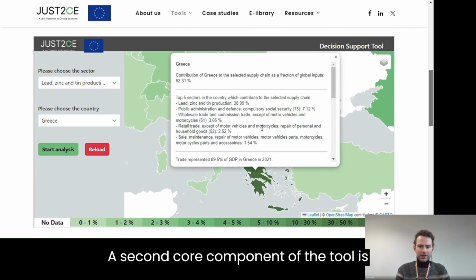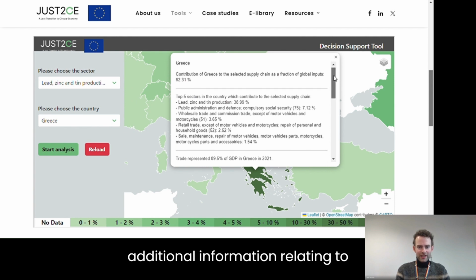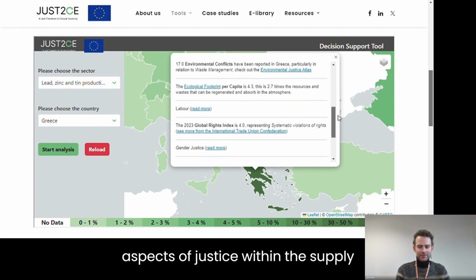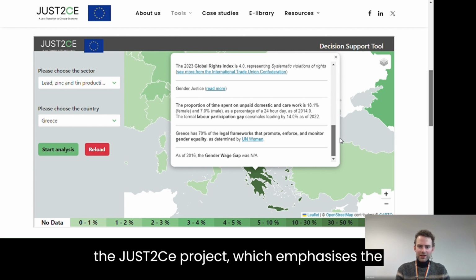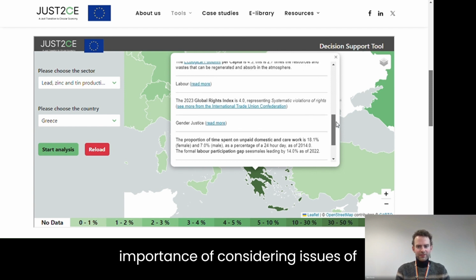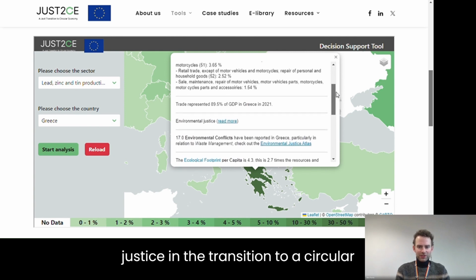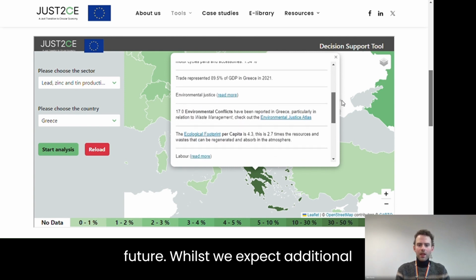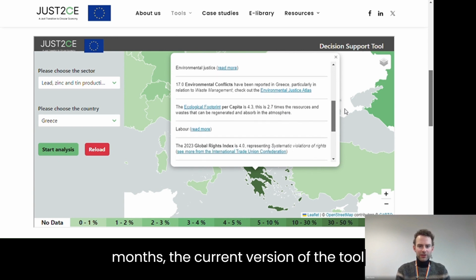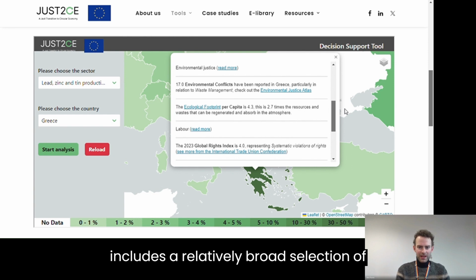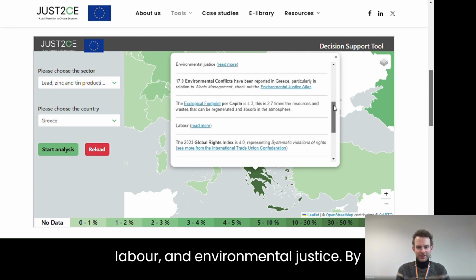A second core component of the tool is the inclusion of indicators and additional information relating to aspects of justice within the supply chain. This draws on the wider work of the JUST2CE project, which emphasizes the importance of considering issues of labor, gender, and environmental justice in the transition to a circular future. Whilst we expect additional updates within the coming weeks and months, the current version of the tool includes a relatively broad selection of factors across dimensions of gender, labor, and environmental justice.